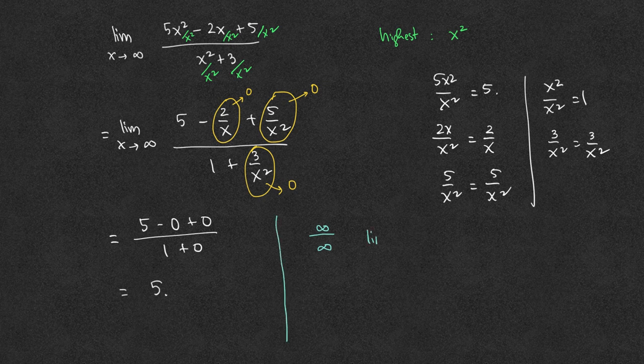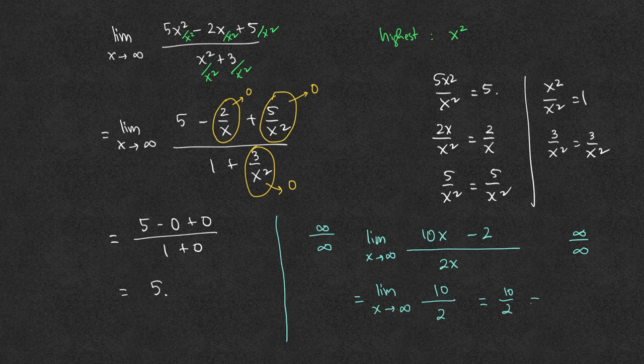Using L'Hopital's rule, we take the limit as x goes to infinity and we differentiate the numerator and the denominator separately. The derivative of the numerator is 10x minus 2 plus 0, and the derivative of the denominator is 2x plus 0. We check that this is still infinity over infinity, so we can use L'Hopital's rule again. The derivative of 10x minus 2 is 10, and the derivative of 2x is 2. And so this is 10 over 2, or 5.